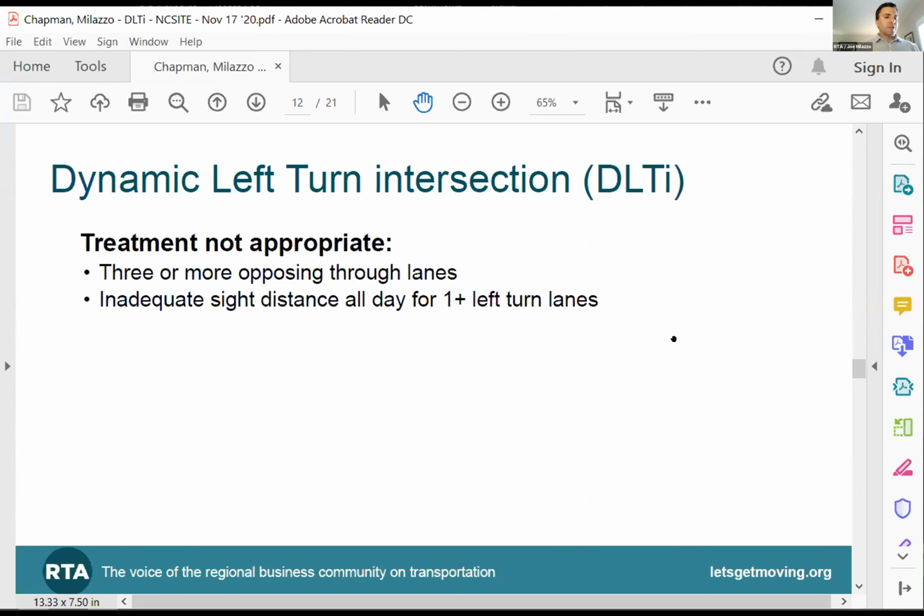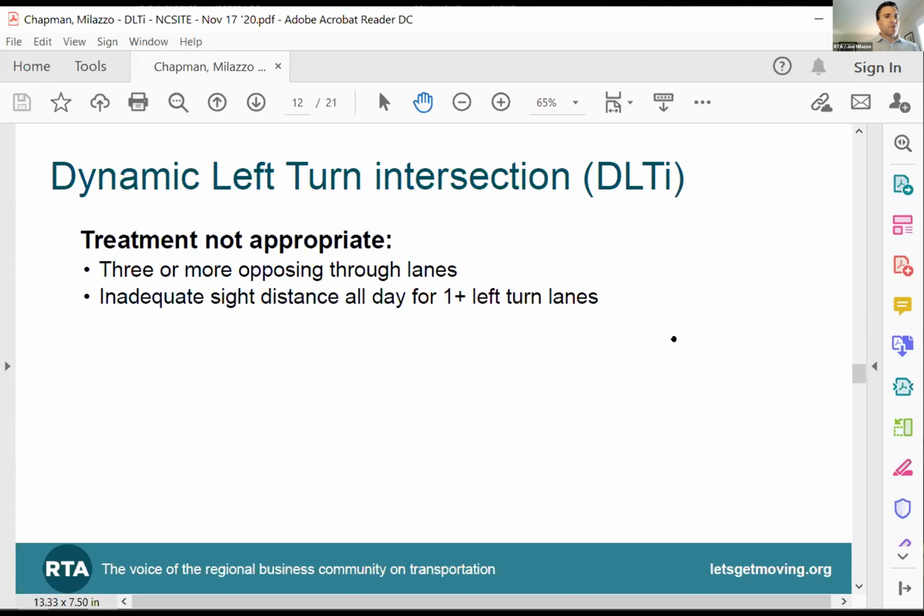A couple other things, places where you might not use this. 3 or more opposing through lanes, you probably wouldn't use this or even dual flashing for that point. And if you can't have adequate sight distance for 1 or more left turn lanes throughout the day, then you probably wouldn't use this or dual flashing for that standpoint.